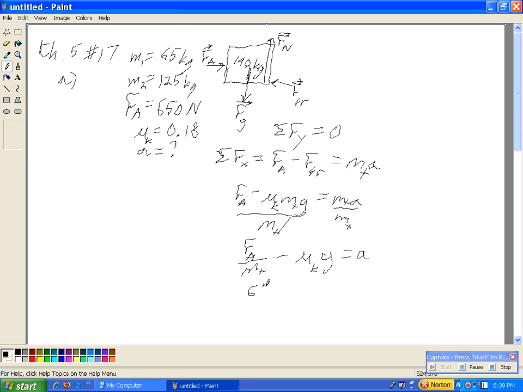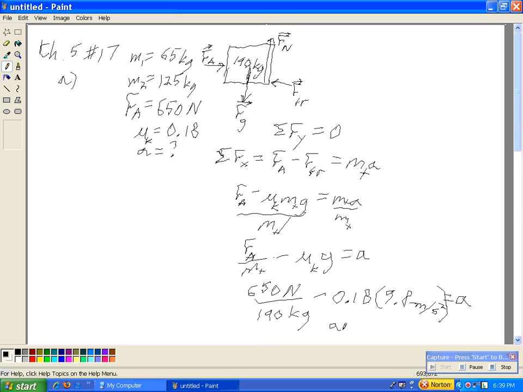So 650 newtons divided by 190 kilograms, the exciting, amazing 190 kilograms, minus 0.18 times 9.8 meters per second squared equals acceleration.